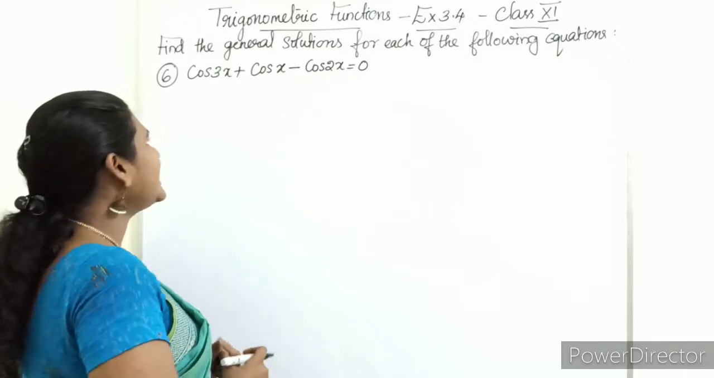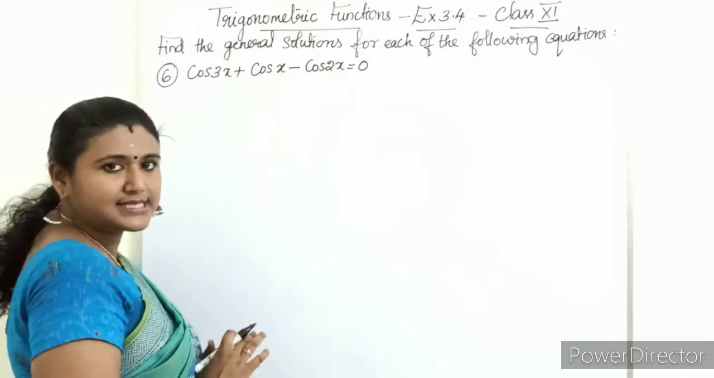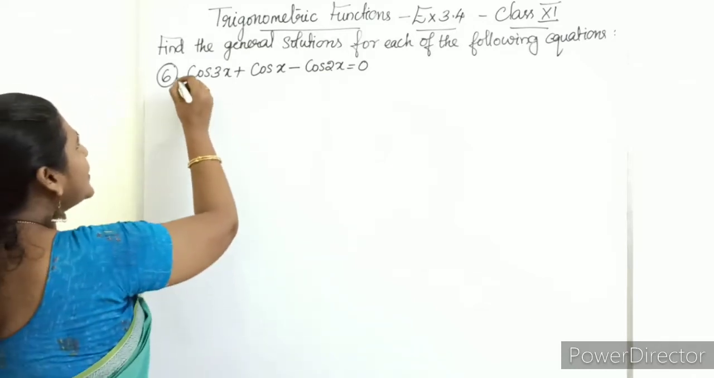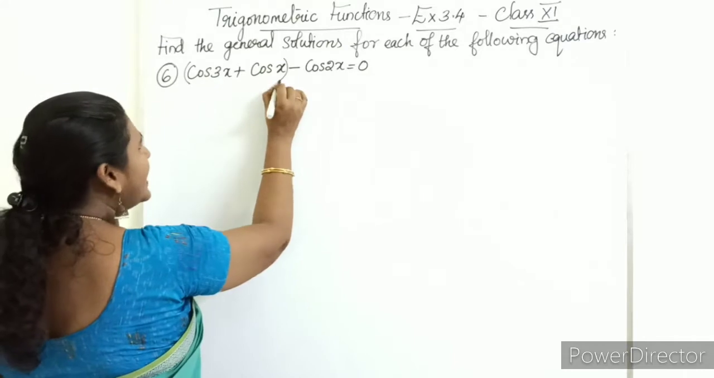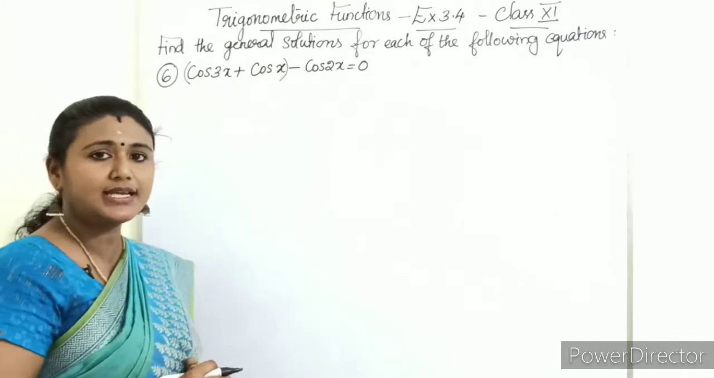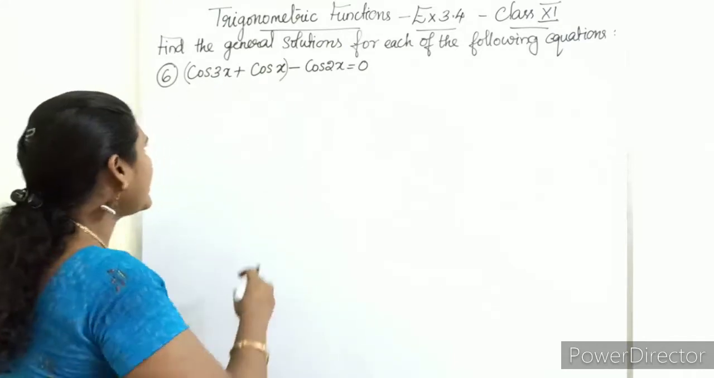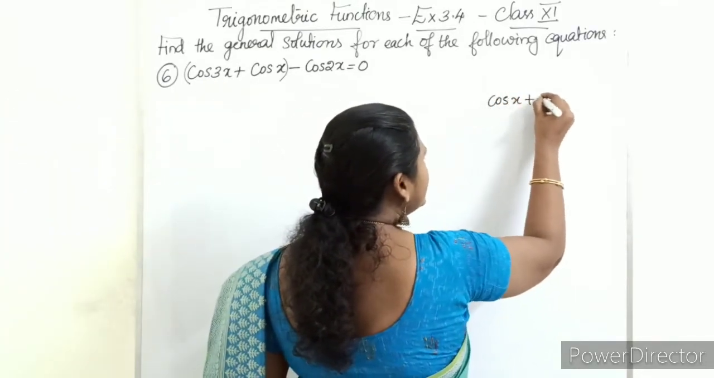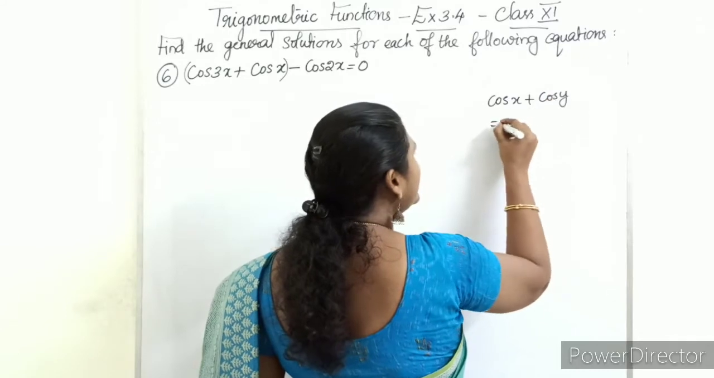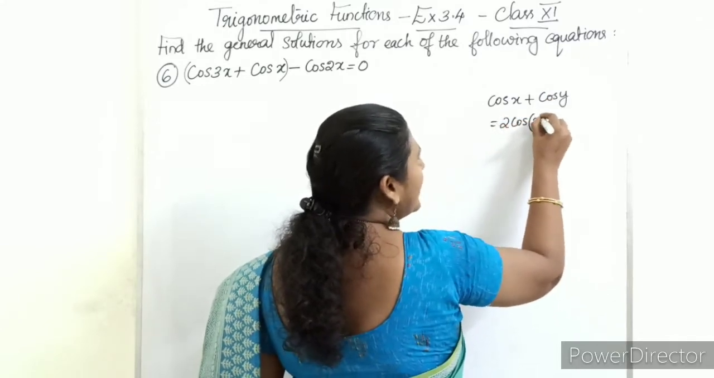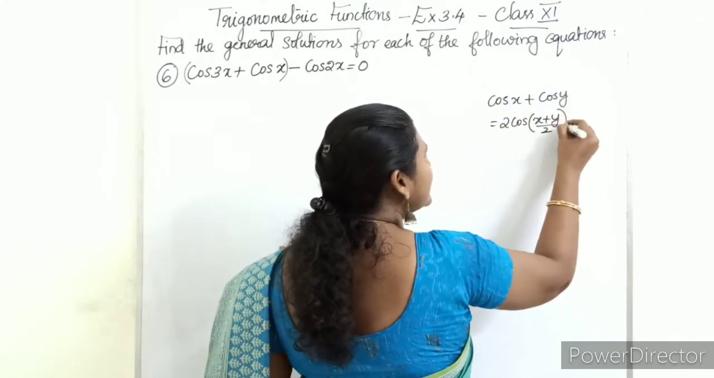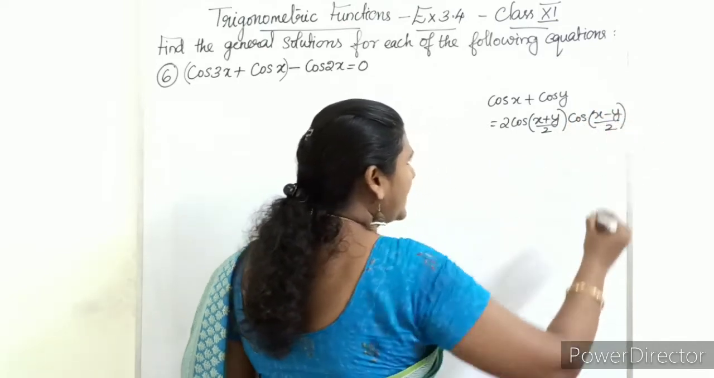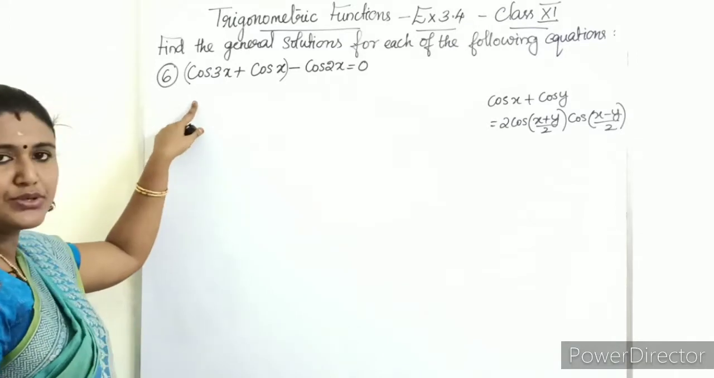Here, if you see, there are 3 terms in this trigonometric equation. So what we have to do is group these 2 terms together and use the identity for cos x plus cos y. What is the formula for cos x plus cos y? Cos x plus cos y is equal to 2 cos (x plus y)/2 into cos (x minus y)/2. This is the formula we are going to use here.